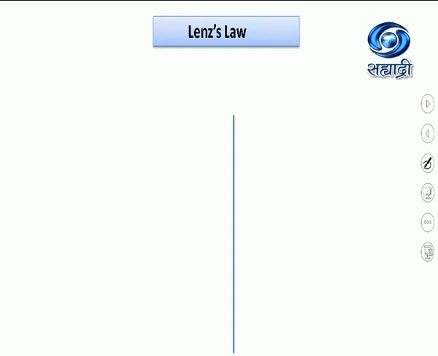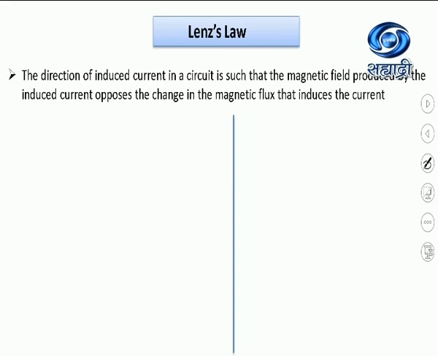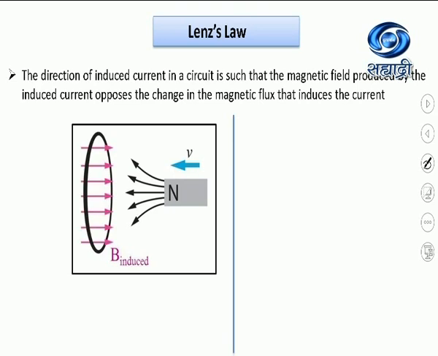Now after that we have studied Lenz's law, and Lenz's law gives you the direction of induced EMF. The law states that the direction of induced current in a circuit is such that the magnetic field produced by the induced current opposes the change in the magnetic flux that induces the current. Let us understand with the help of this example, again the coil and magnet experiment.